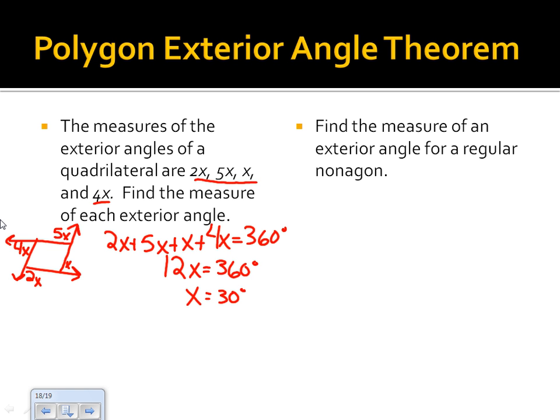Multiply in. So what's my 2x going to be? What about 5x? 150 degrees. What about x? 30 degrees. And then 4x? 120. So make sure that you take your x and you multiply it back in to find each individual one.